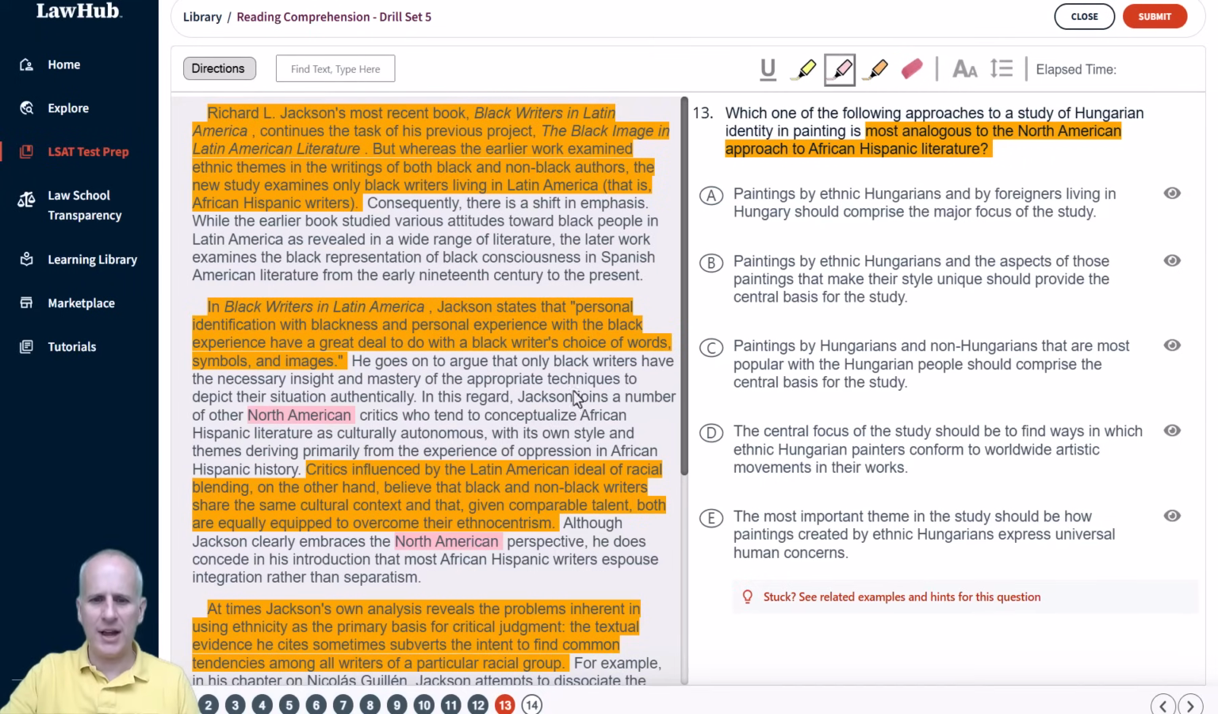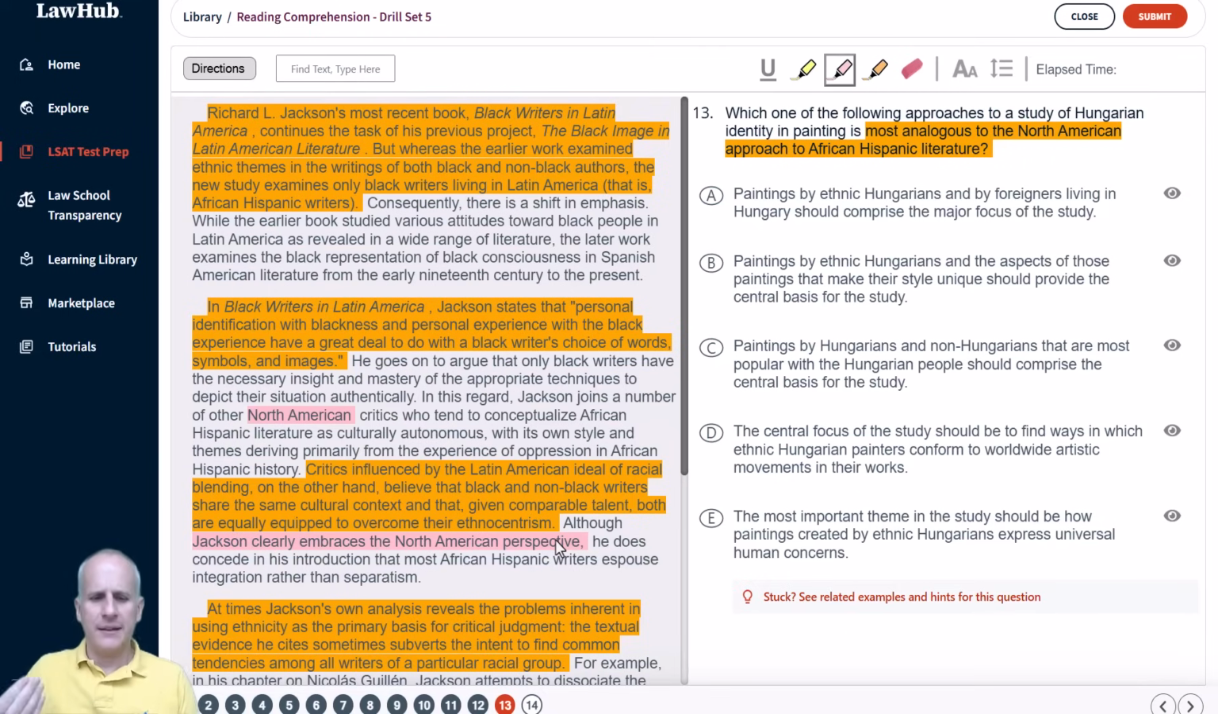And we know that Jackson joins a number of other North American critics who tend to conceptualize African Hispanic literature as culturally autonomous with its own style and themes deriving primarily from the experience of oppression in African Hispanic history. And we know that Jackson clearly embraces the North American perspective. That's really the most important thing, because we should know by this point in the evaluation of this passage that Jackson believes black writers can comment on this African Hispanic experience only in this book.